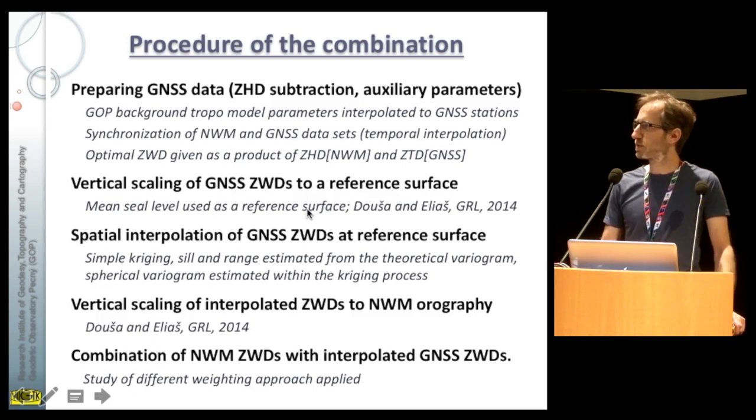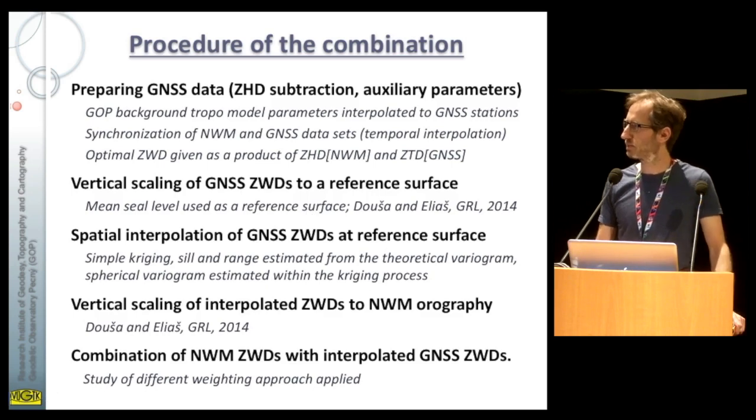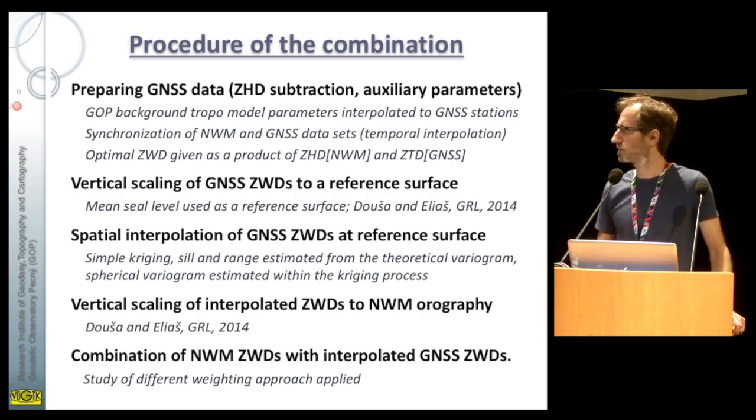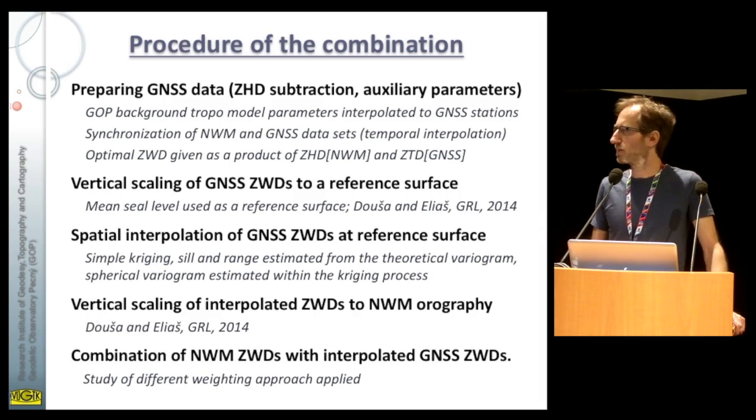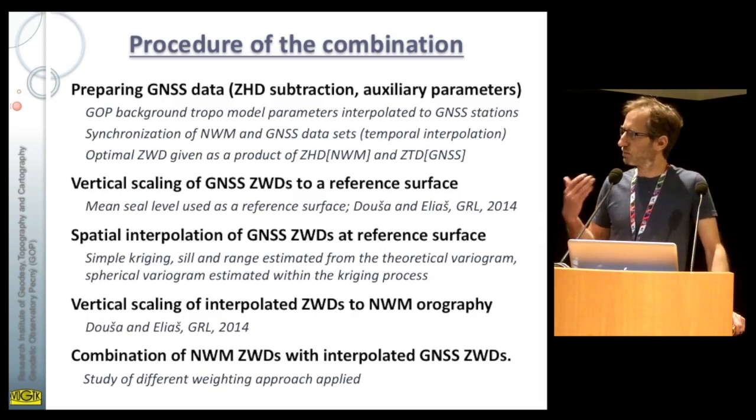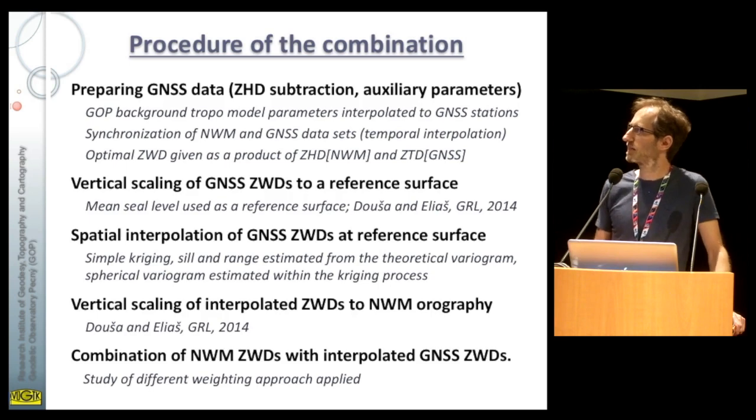And then we do the spatial interpolation using simple kriging and a variogram estimated within the kriging, to estimate what is in the location of the zenith GNSS stations, to get the information in the numerical weather model grid, so in the same resolution as the numerical weather model grid. And finally, to interpolate again vertically, or scale it into the numerical weather orography, because our model is driven by the numerical weather orography. Again, using the same procedures as in downscaling to the reference level.